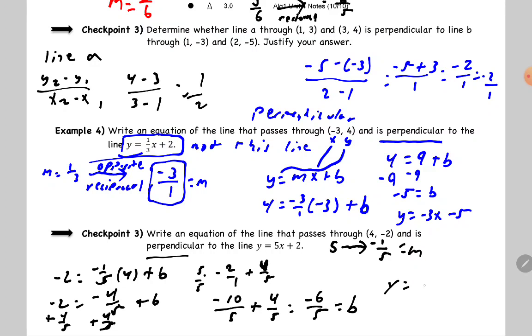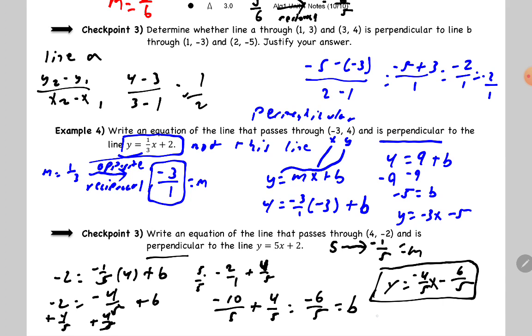So y equals -4/5 x minus 6/5. Oh, forgot my x. There we go. So that was a little bit harder because of the fractions. But remember, that's not the only way of writing an equation of a line. You can write it in point slope. Point slope would have probably been easier because you just write the slope and the point and then you're done, right? So here, I'll show you.